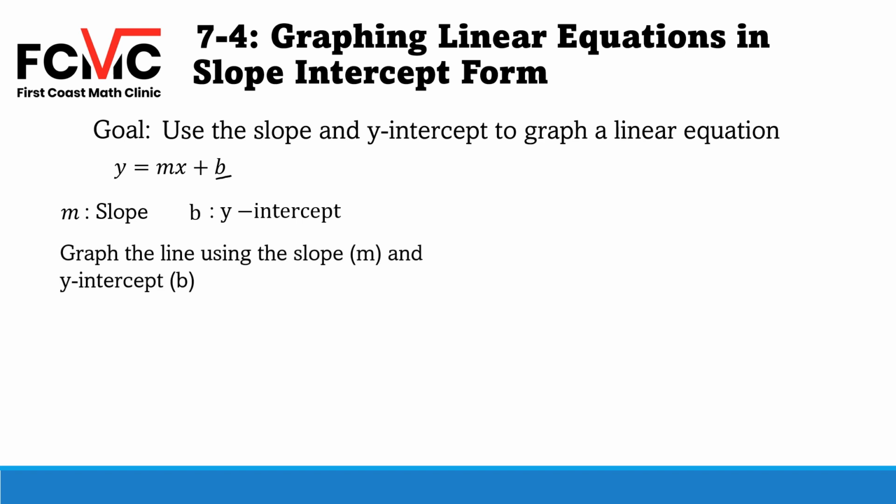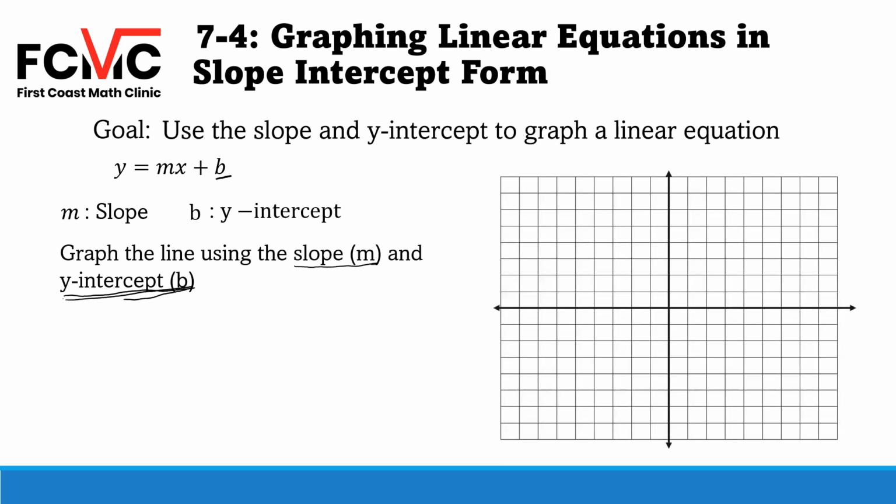So we're going to graph our equations using our slope, m, and our y-intercept, b. We've got that point b where our graph crosses the y-axis, and our slope basically tells us where to move, how far up and how far to the right we move. So let's look at our graph here and review that y-intercept one more time.